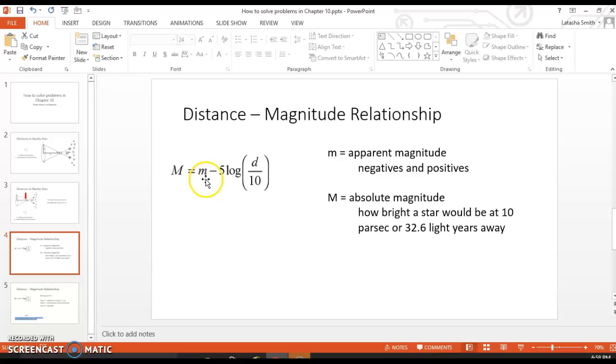M, the capital M, or absolute magnitude, equals apparent magnitude minus 5 times the log of the entire value, which is D divided by 10. That can get a little tricky to put into the calculator, so I'm going to show you that in a little bit. Notice there is D. Usually you're not going to be given D. You're going to have to figure that out from the first type of problem, D equals 1 over the parallax angle. Once you figure that part out, then you plug it in.